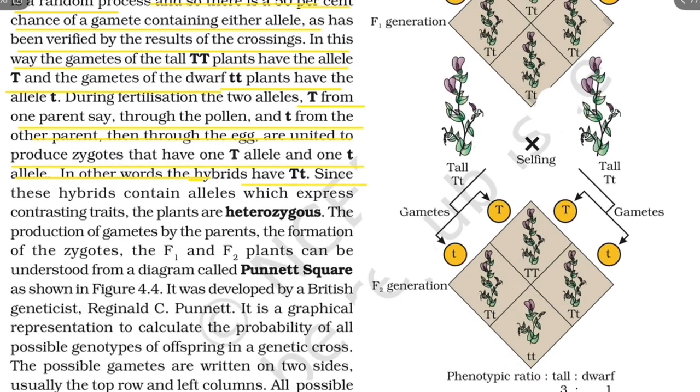In other words, the hybrids have Tt since these hybrids contain alleles which express contrasting traits. The plants are heterozygous. The producing of gametes by parents, the formation of zygote, the F1 and F2 plants can be understood from a diagram called Punnett square as shown in figure 4.4.